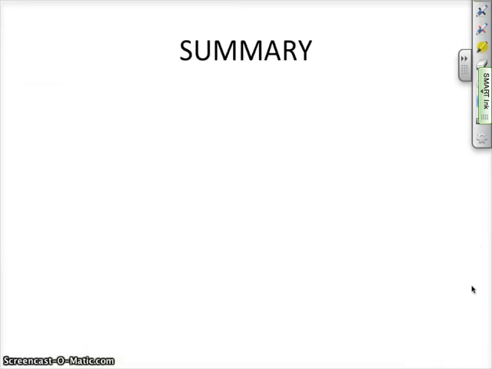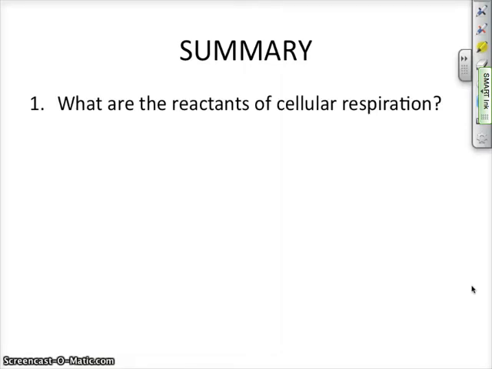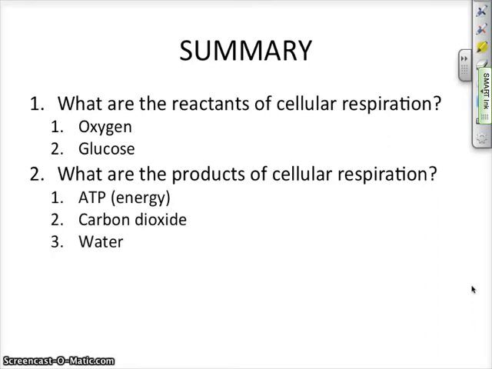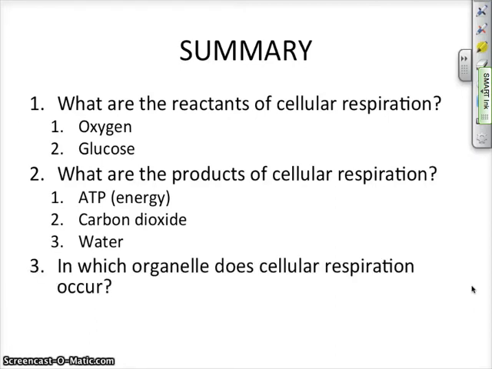Summary question. Number 1, what are the reactants of cellular respiration? Oxygen and glucose. Number 2, what are the products of cellular respiration? ATP, or energy, carbon dioxide, and water. And finally, number 3, in which organelle does cellular respiration occur? Mitochondrion. If you didn't know these answers, you might want to go back and watch this video one more time.